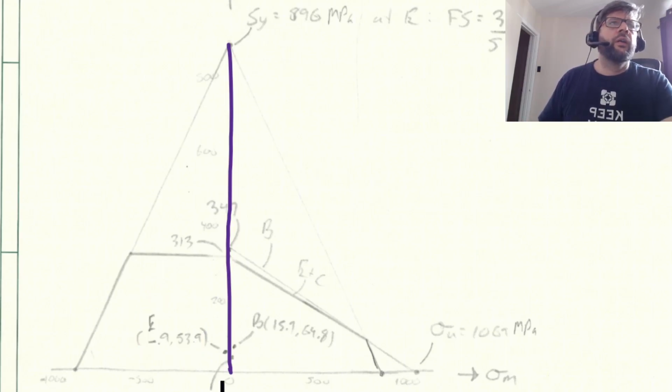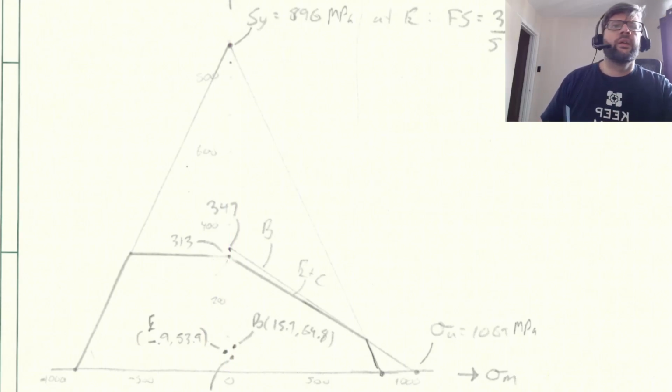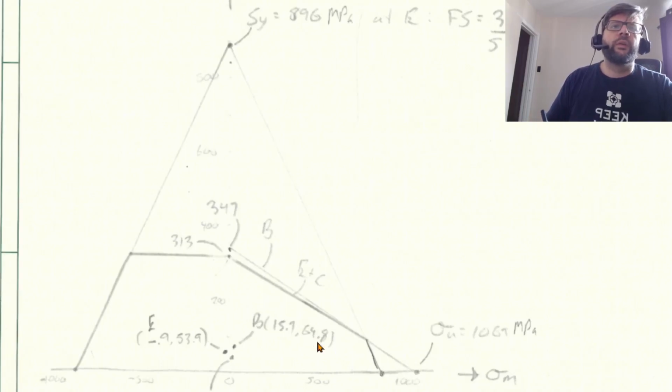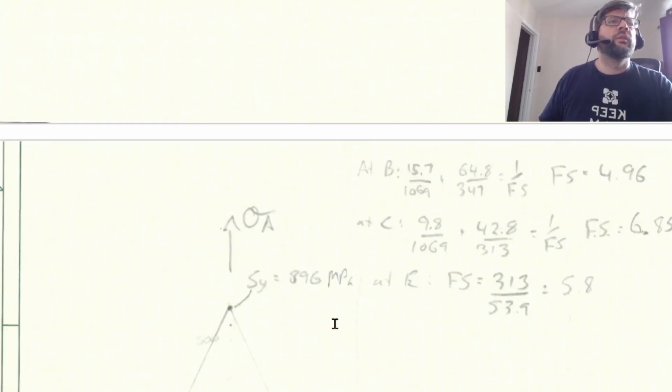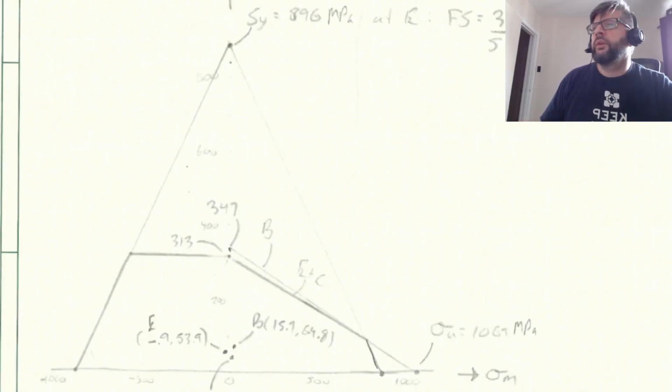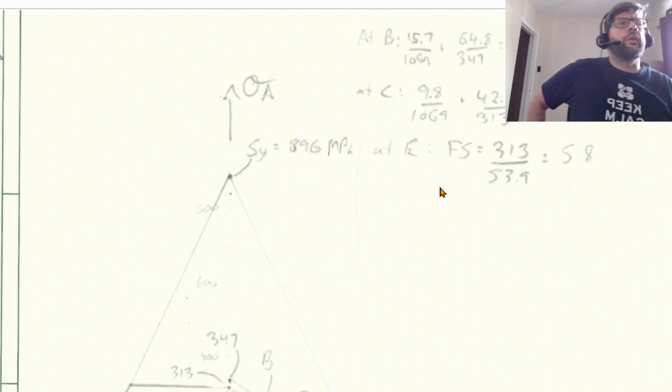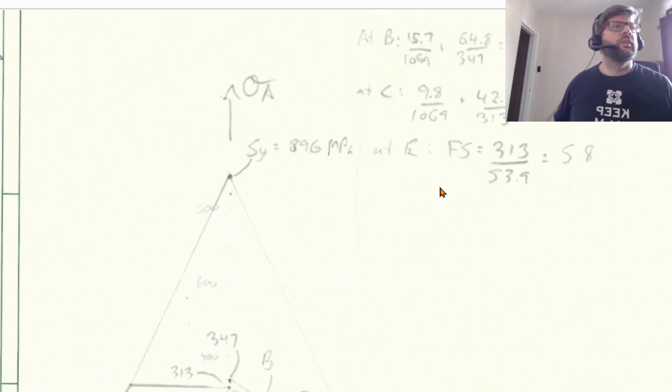So basically, because E has a mean compressive stress, its failure criterion is based upon this line and not this line at all, right? So for E, essentially the safety factor is just going to be the SN divided by the SAE. So that'll be the 313 divided by the 53.9 megapascals. So that gives us 5.8.